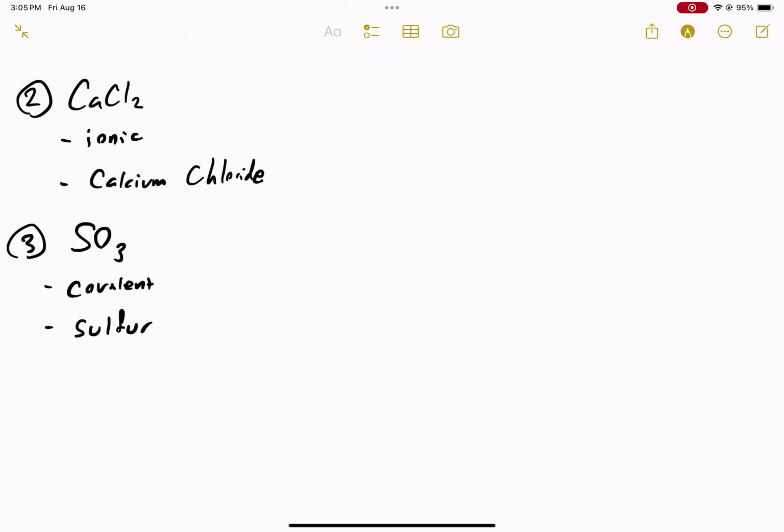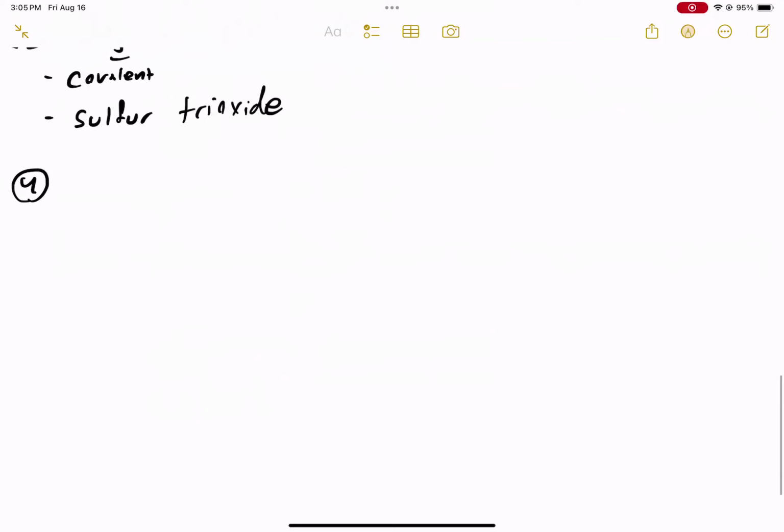And then we have 3 oxygens. So because of that, that becomes trioxide. Pretty simple. No rocket science yet. We'll get there.